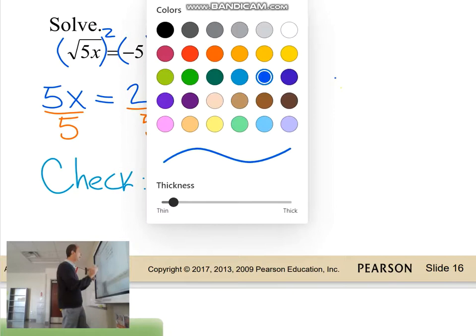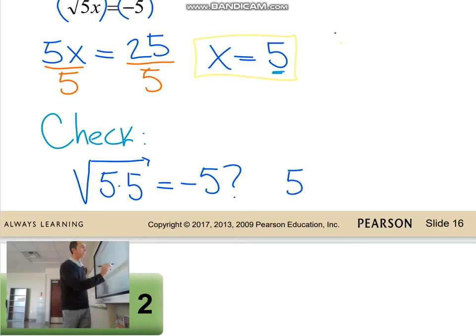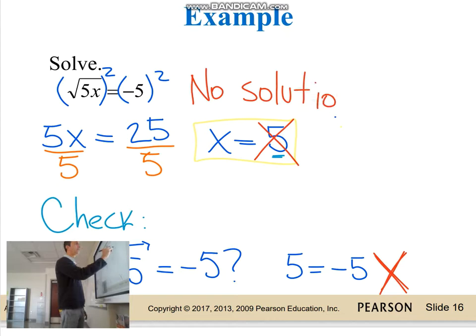And look what happens. If we try square root of 5 times 5, and we ask, is this equal to negative 5? The square root of 5 times 5 is the square root of 25, which is 5. And is 5 equal to negative 5? No, it's not. That means this is not a solution. This equation will have no solution. Really important to check, okay? This equation has no solution.